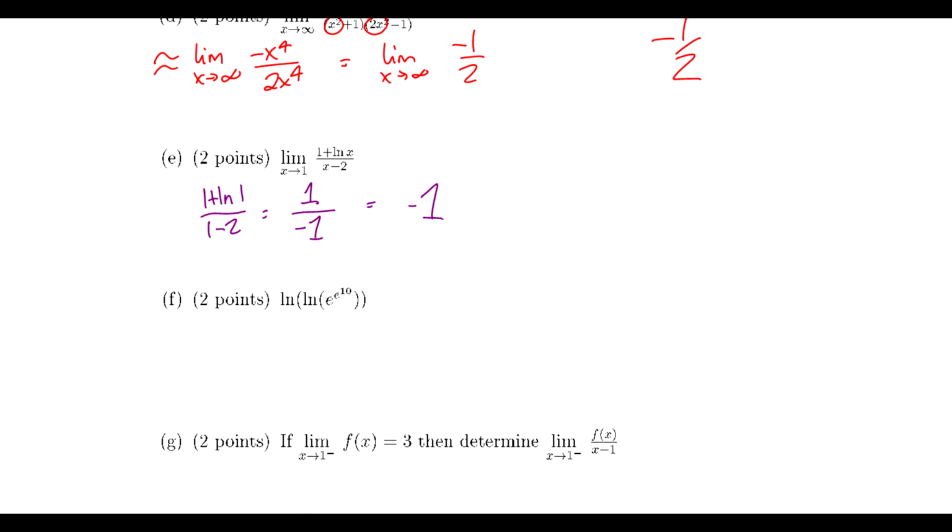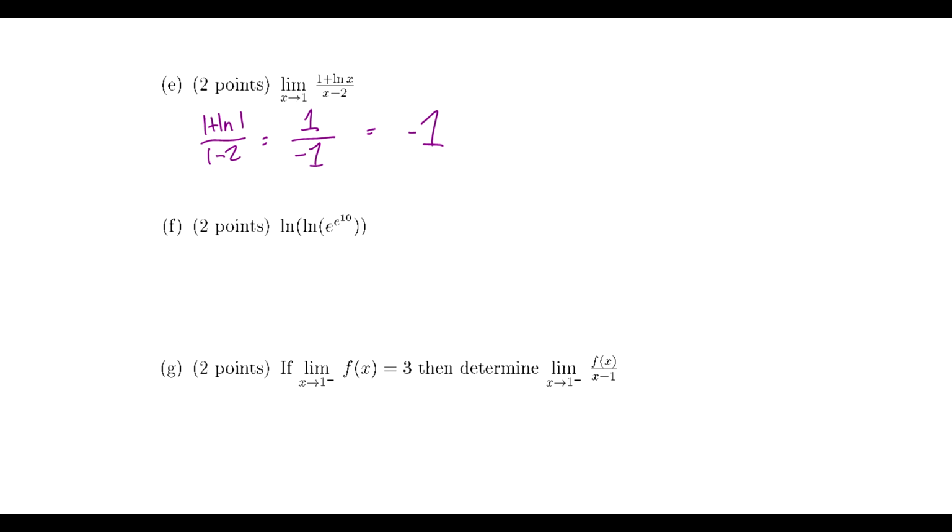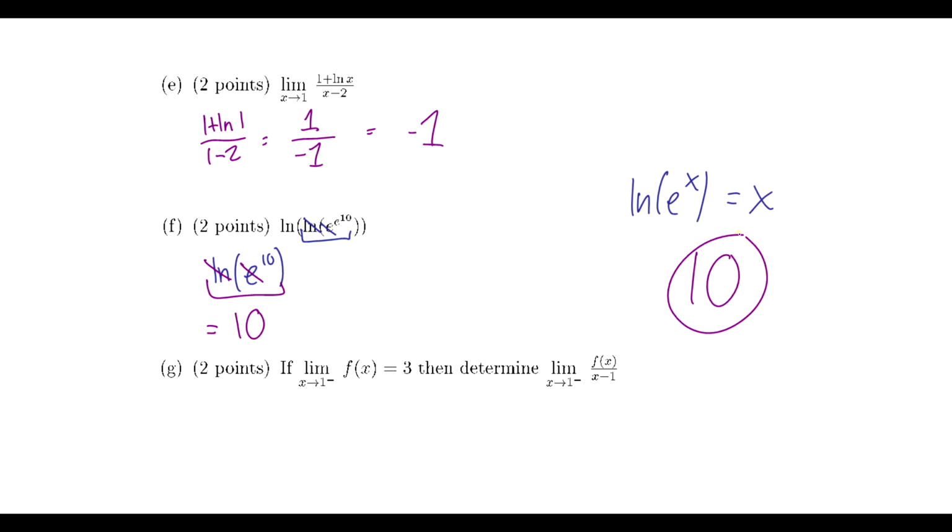Question F is a question I like because it uses a property which says that ln of e to the x is the same thing as x. So what we do is we do it on the first branch here. So we're going to get ln of, well, this ln and this small e will cancel, so we'll get e to the 10, and then we're going to do it again, and this ln and this e will cancel, and we'll get 10. So that answer is 10.